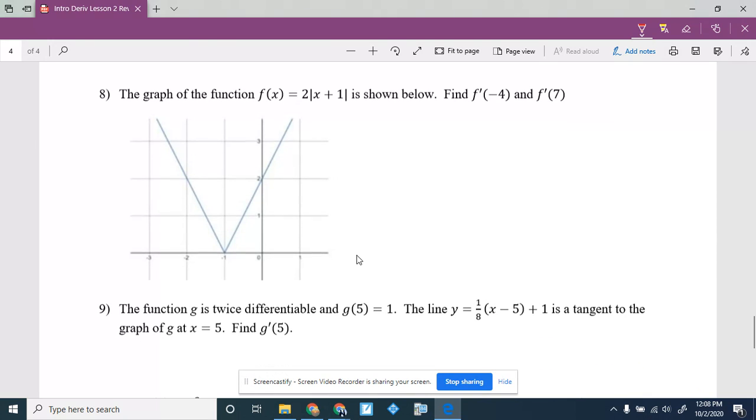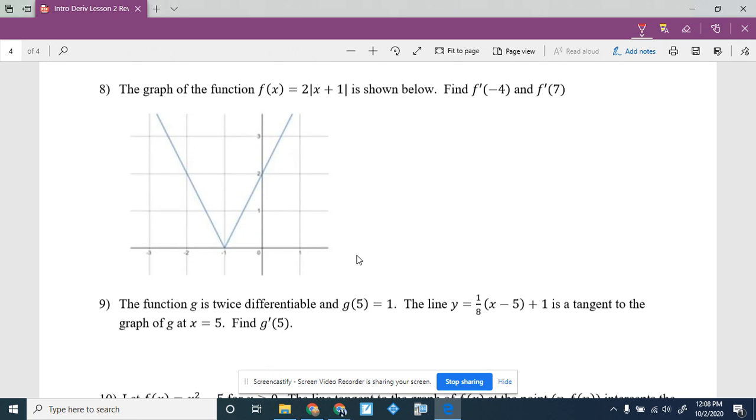All right, let's take a look at 8. It says the graph of the function 2 absolute value of x plus 1 is shown below.